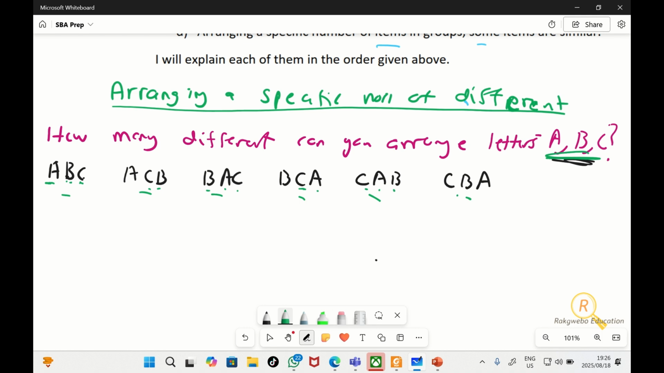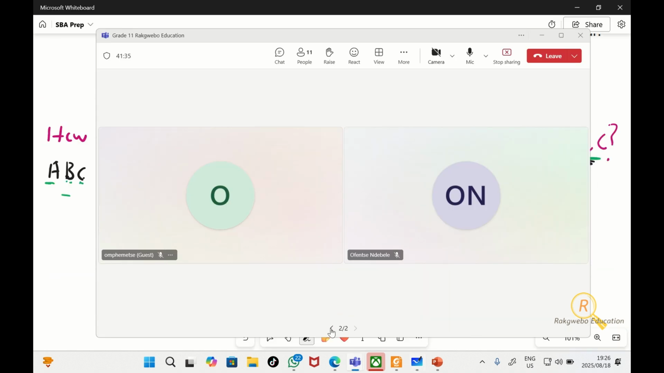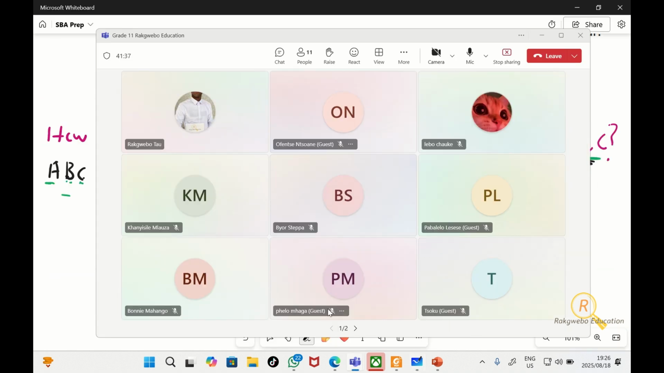Are we happy with that? Yes? Please speak. Thumbs up or something. Yebo, yebo, yebo. Sharp, sharp. Are you happy, Posa?